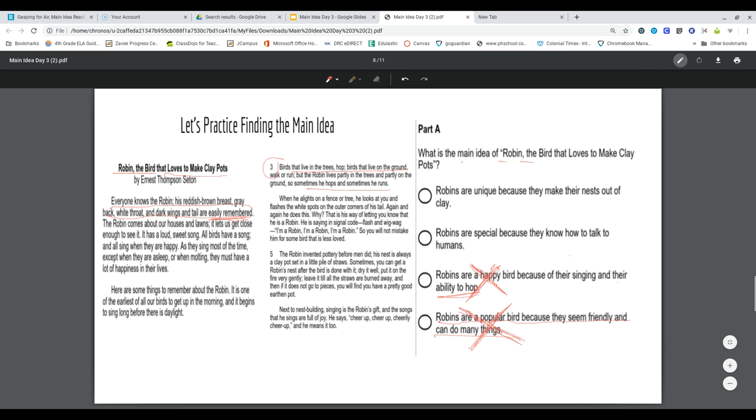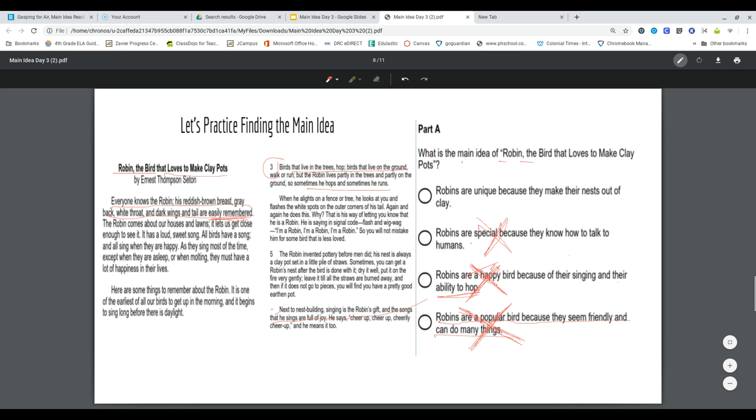Robins are special because they know how to talk to humans. He didn't say that was what made them special. He said they are unique in the fact that, let's see, next to the next building, and he talks about not talking, but they just simply can sing a song. So he doesn't mention talking.